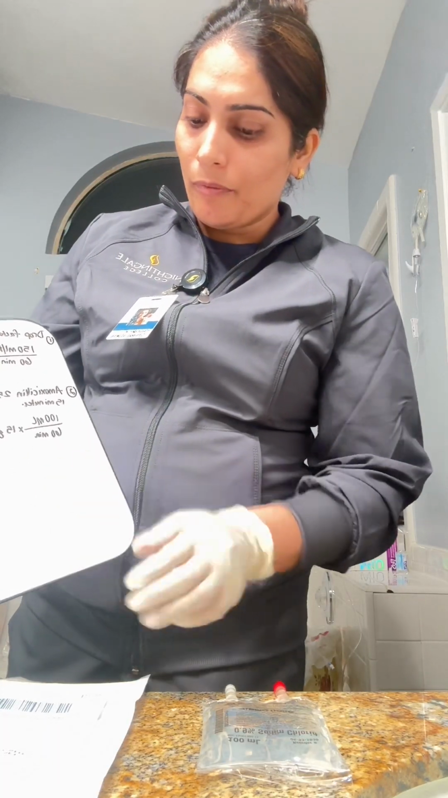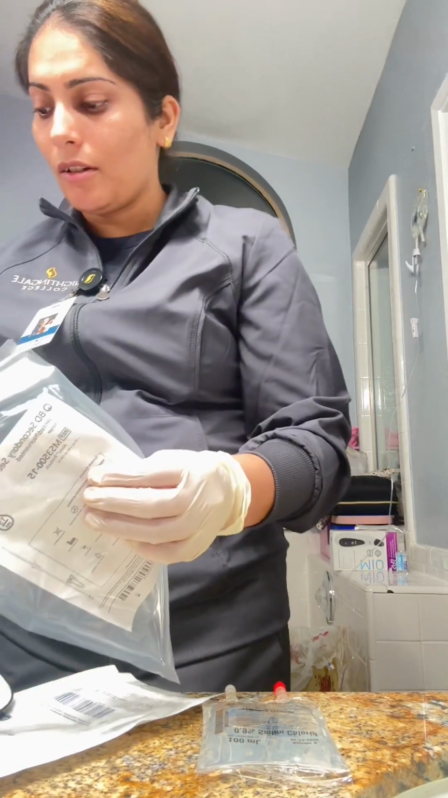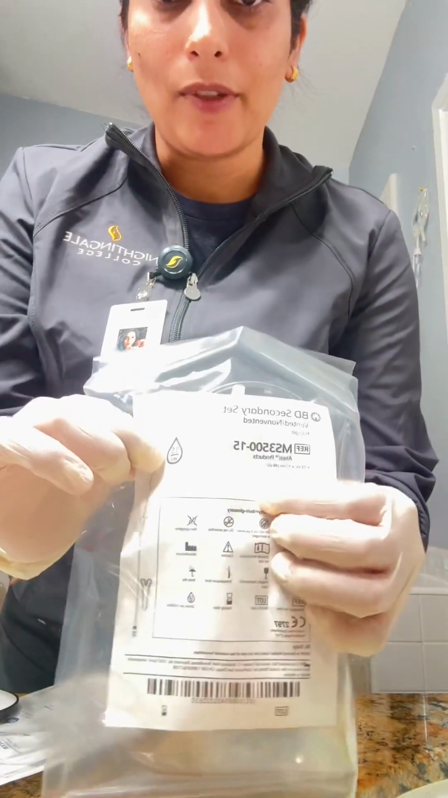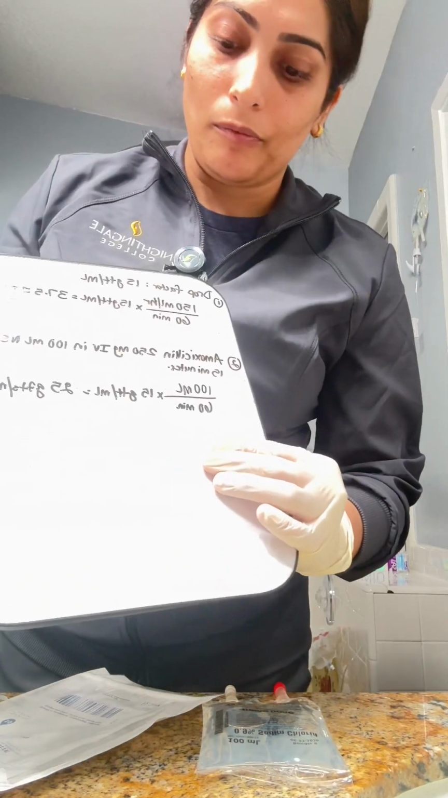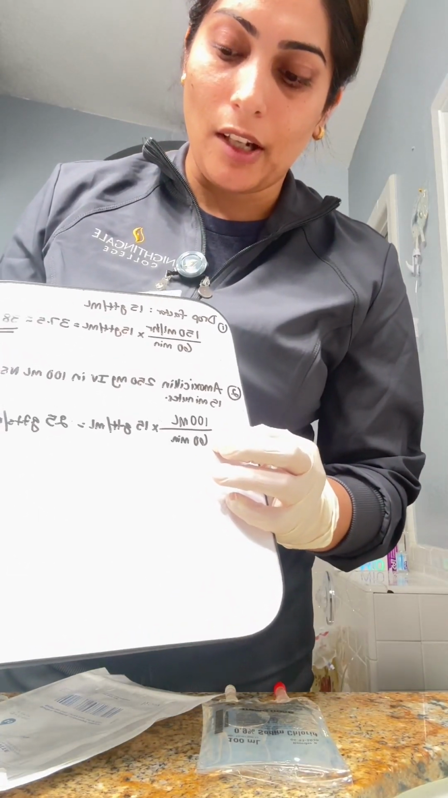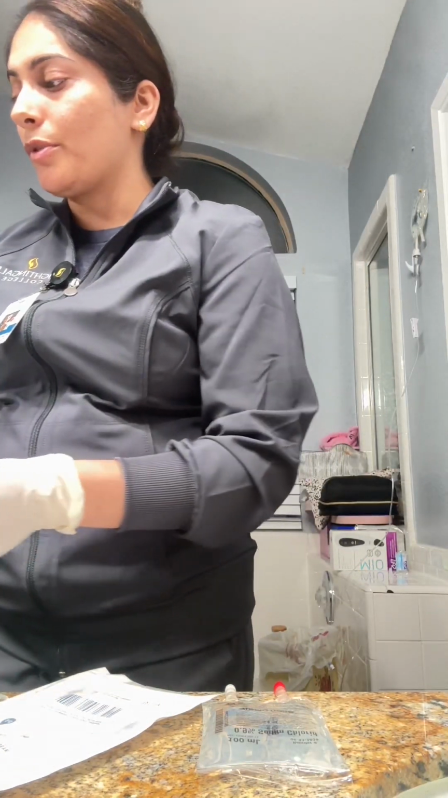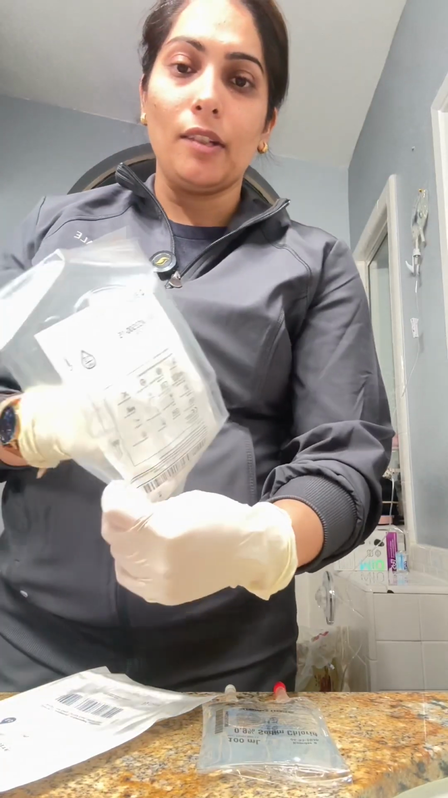factor will be calculated. The drop factor is 15, and it is calculated as 100 over 60 times 15, which will be 25 drops per minute, and the patient will be receiving 25 drops per minute with the secondary line.